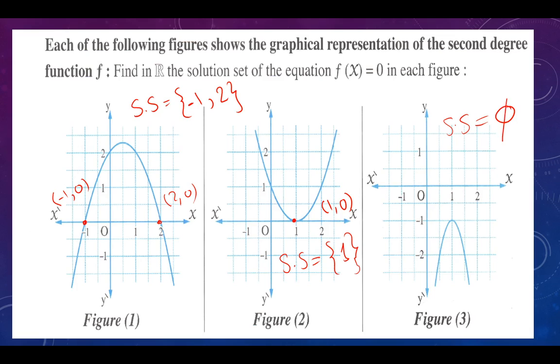This is the end of our first lesson in algebra, and it was a revision of what we studied in third prep about solving quadratic equations in one variable x by using factorization and the general formula. And the last one, finding the solution set graphically, which is the point of intersection of the curve with the x-axis.